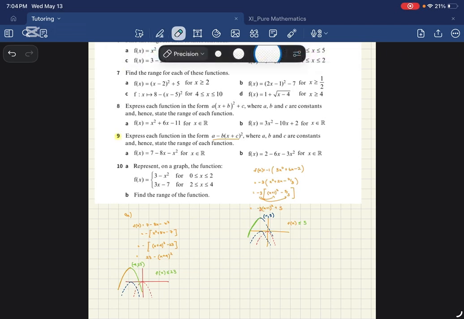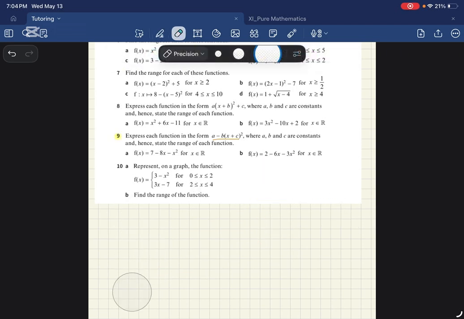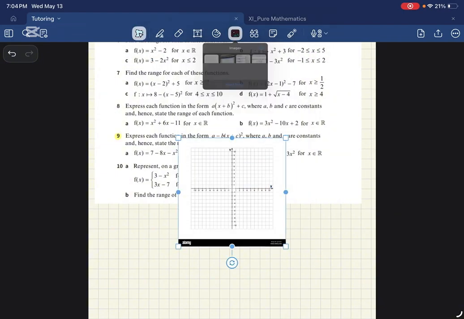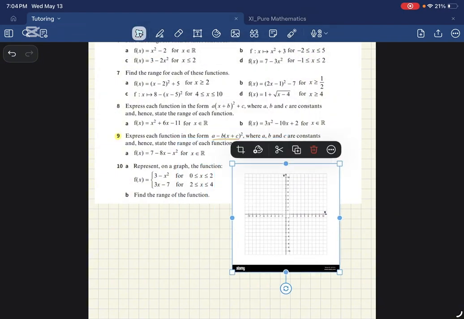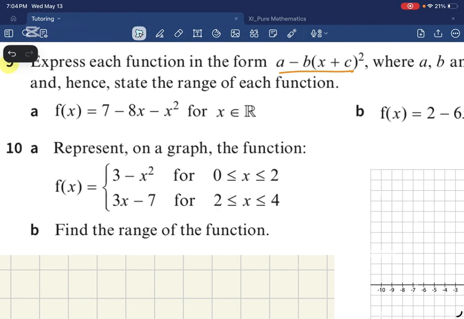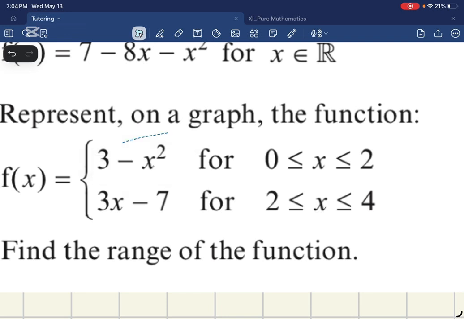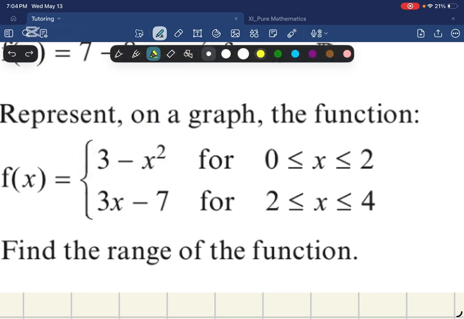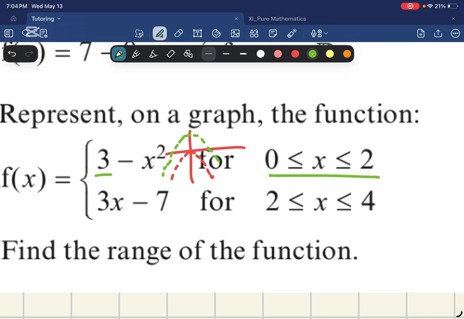So let's go to question 10. Represent on a graph the function, this one. So let me just pull out my coordinate axis here. So 3 minus x squared, I'm so sorry. Minus x squared has a graph like this, and then I'm shifting it 3 units up. So the graph looks something like this, for the range 0 to 2. So 0, and then when it's 2, it's negative 1.